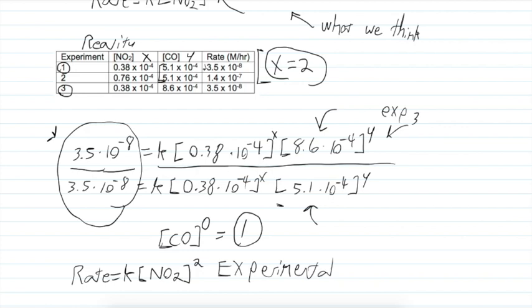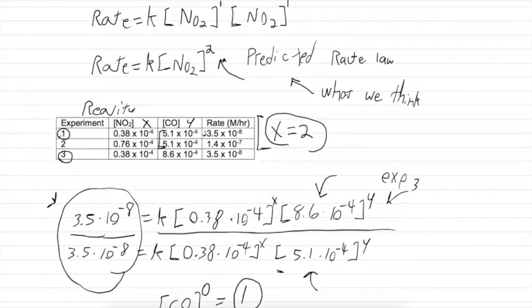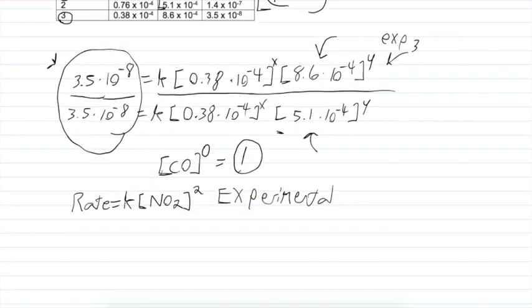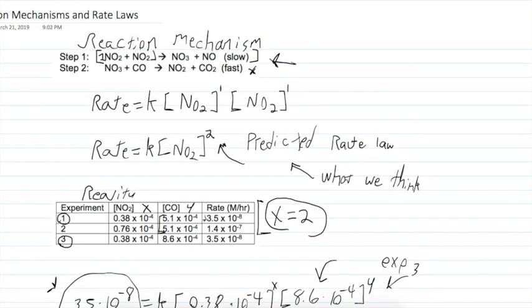Let's compare that to what we predicted. What did we think was going to happen? Here we predicted the same thing. Rate equals K times NO2 to the power of 2. Our prediction was correct. So this helps to confirm that our predicted reaction mechanism is correct.